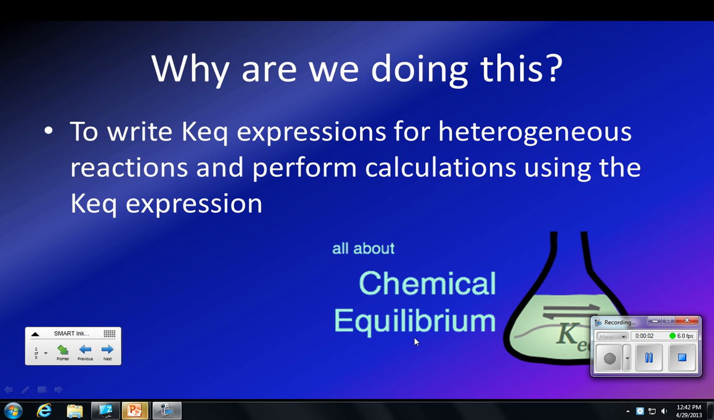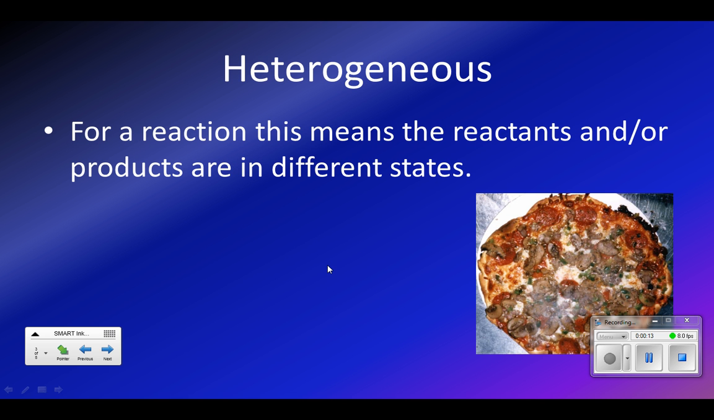In this video, we will look at writing KEQ for heterogeneous reactions and then do some calculations with that. And it's going to follow very much the same process that we've previously looked at for equilibrium constants.